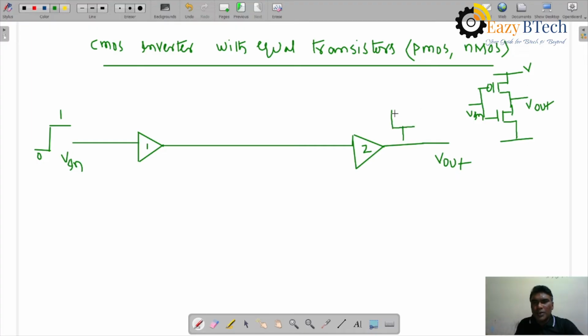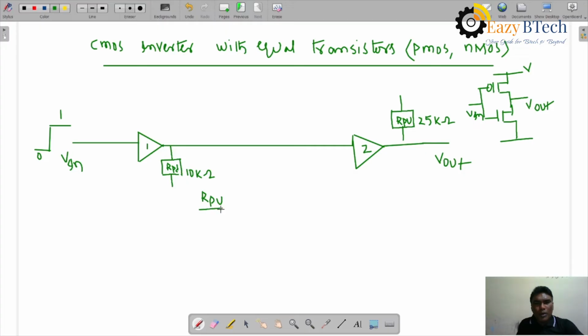If the resistance of this one, R pull up, is 25 kilo ohms, and the pull down transistor, R pull down, the resistance of this one is 10 kilo ohms, right? According to this, the R pull up by R pull down ratio, right?